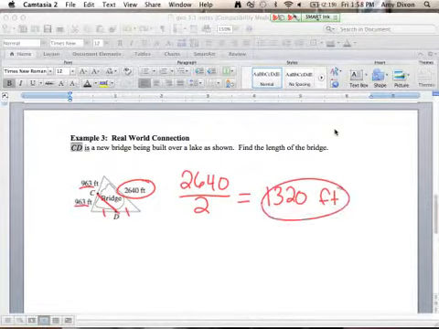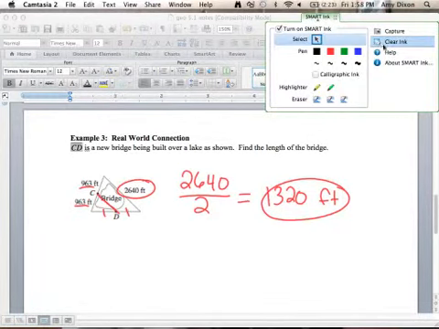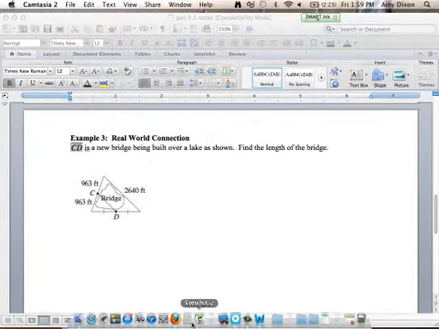So that's what midsegments on triangles do for us. They're parallel to the third side and half its length. Okay, thank you for listening.